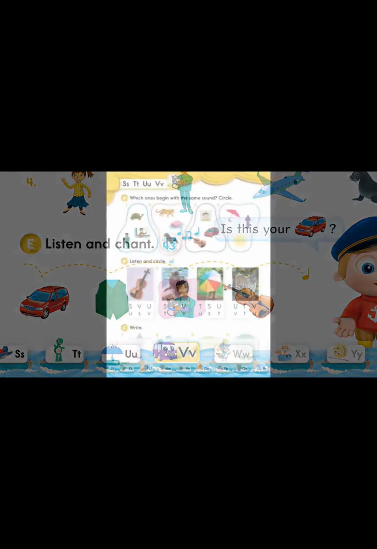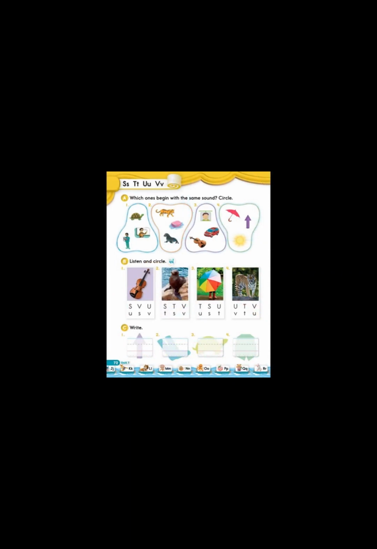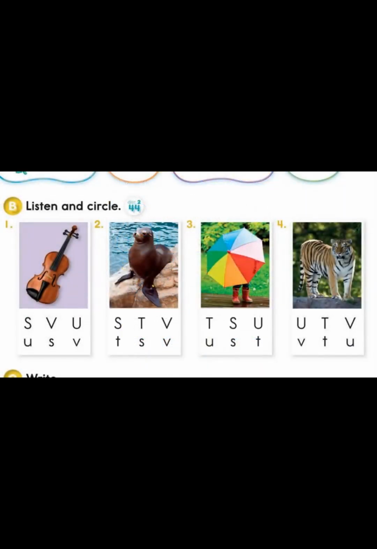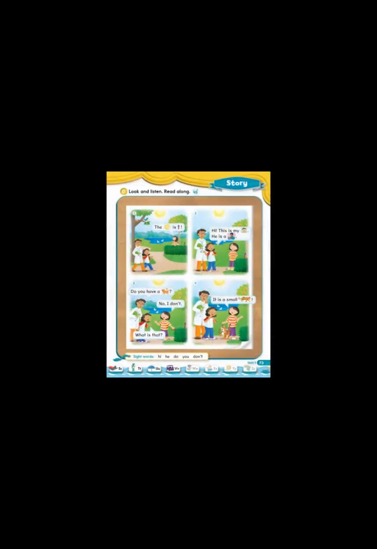Page 72. The letters S, T, U, V. B. Listen and circle. 1. Violin. 2. Seal. 3. Umbrella. 4. Tiger.